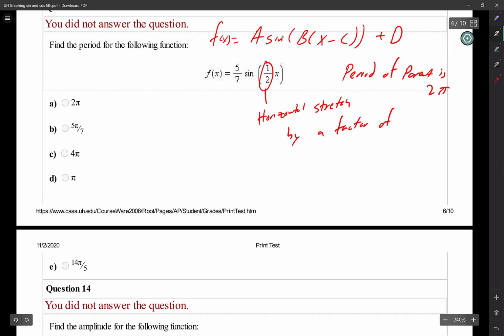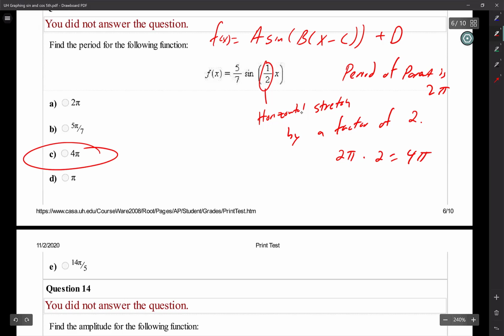Does anyone remember the factor? Horizontal stretch by a factor of? Ms. Jacobs, do you know the horizontal stretch by what factor? 2? Yeah, by 2, guys. Good job. It stretches it by a factor of 2. So knowing that concept, you can just go 2 pi times 2 and you get 4 pi.